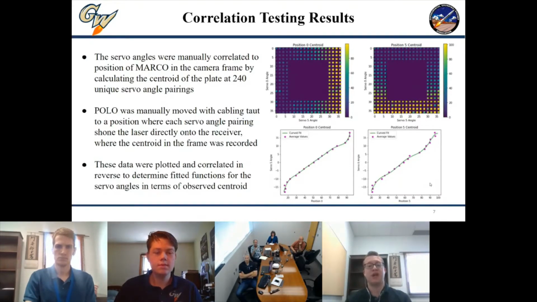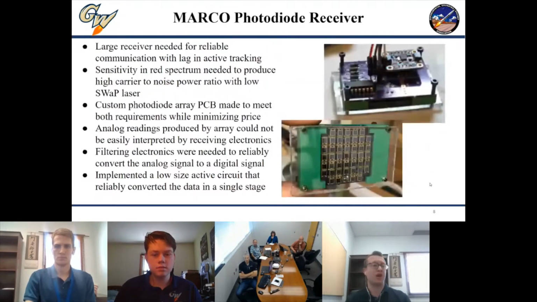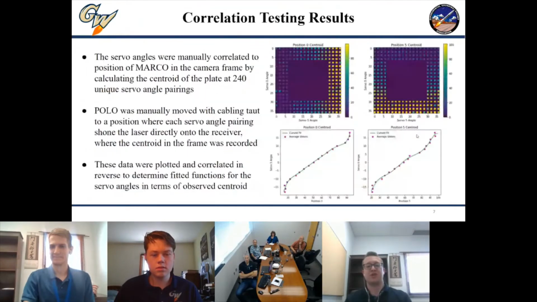And then finally, we added a predictive tracking element to the software in the form of a third-order Taylor series. And we found that this was able to successfully reduce the lag that we saw in servo movements behind the movement of the receiver by over 50%.